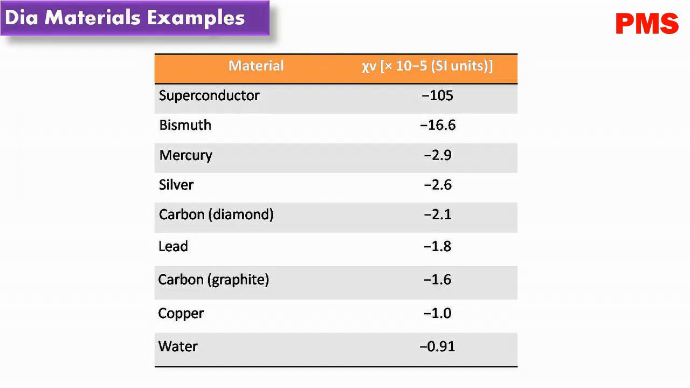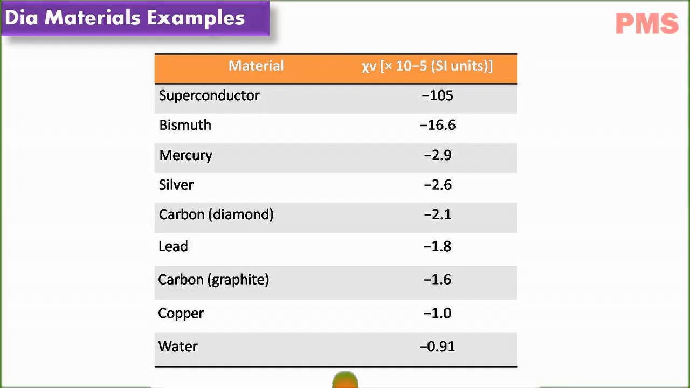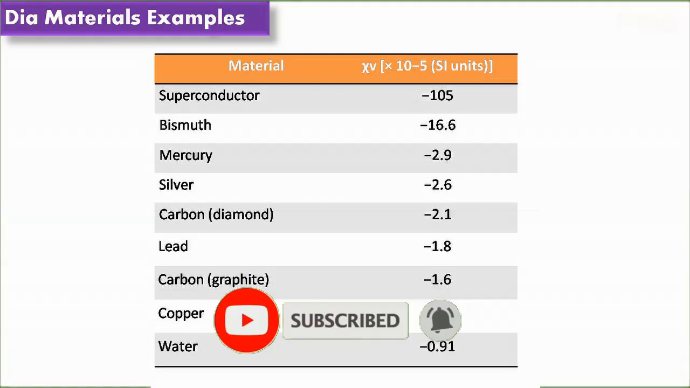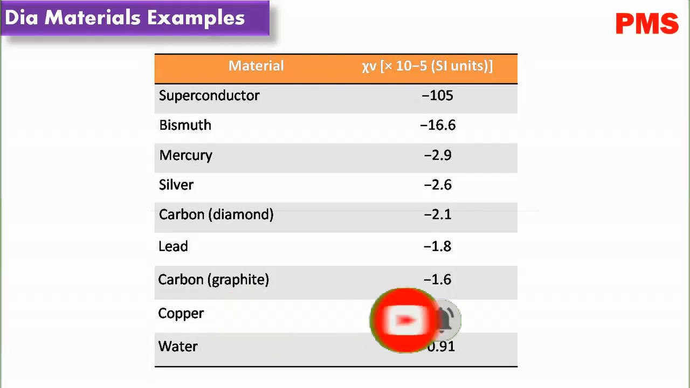Superconductor, minus 105 times 10 to the power minus 5. Bismuth, minus 16.6. Mercury, minus 2.9. Silver, minus 2.6. Carbon, minus 2.1. Lead, minus 1.8. Carbon, minus 1.6. Copper, minus 1.0. Water, minus 0.91.